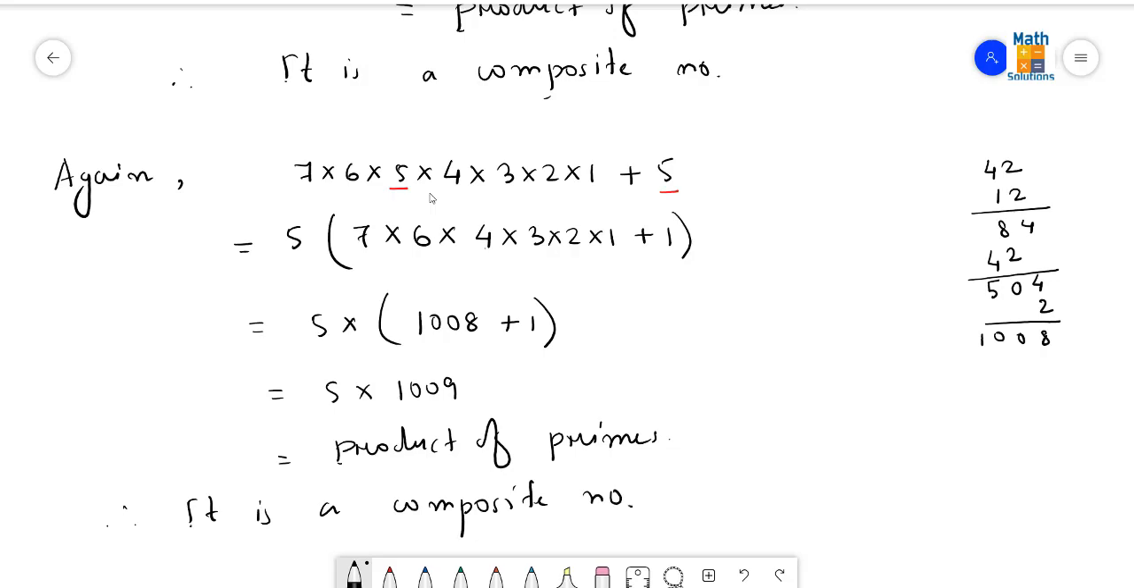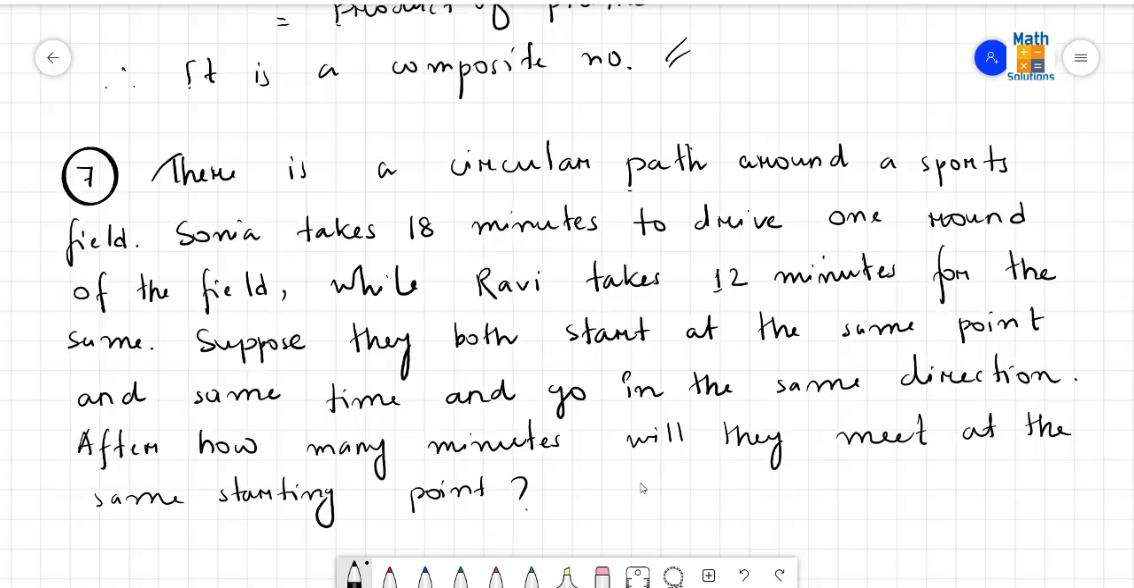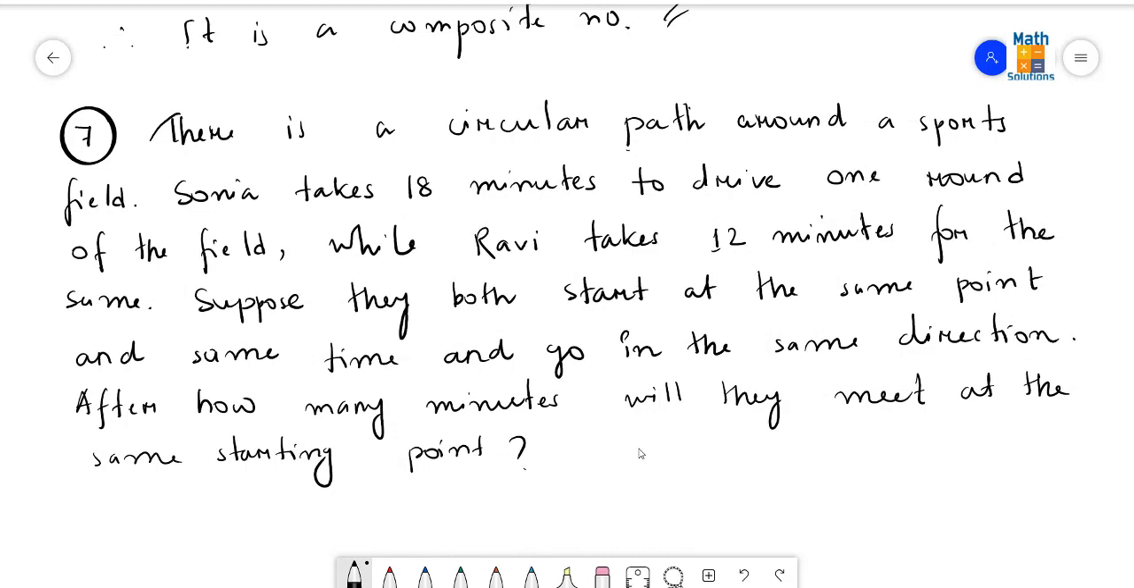So this is the answer of this question. Here goes question number 7. So in this question, what is said? There is a circular path around a sports field. Sonia takes 18 minutes to drive one round of the field, while Ravi takes 12 minutes for the same. Suppose they both start at the same point and same time and go in the same direction. After how many minutes will they meet at the same starting point?